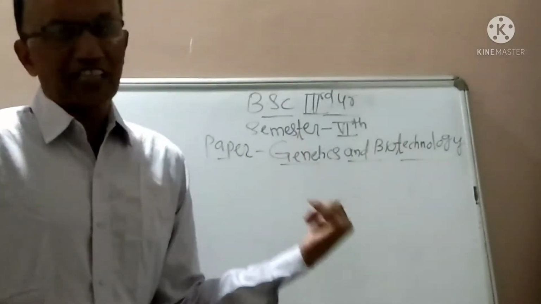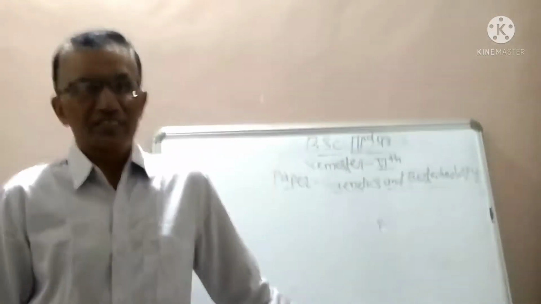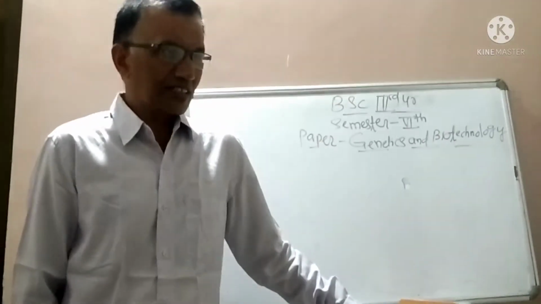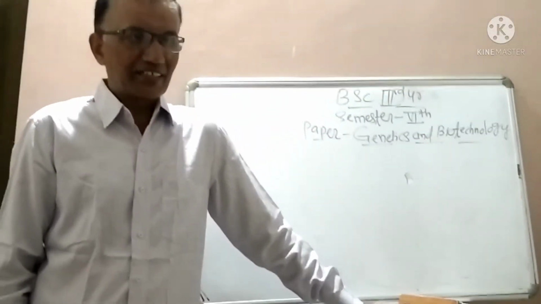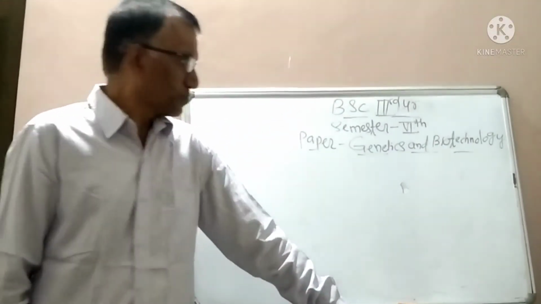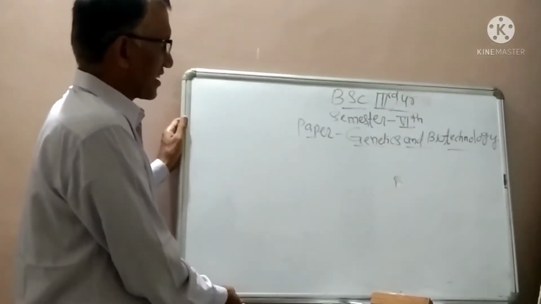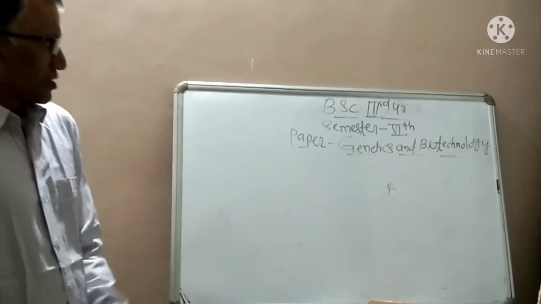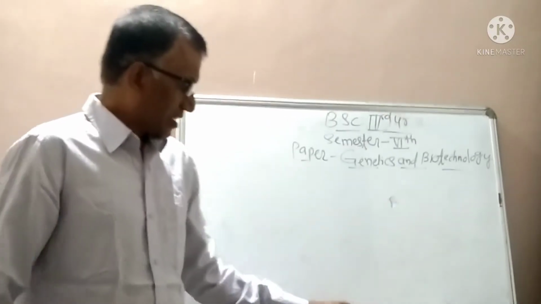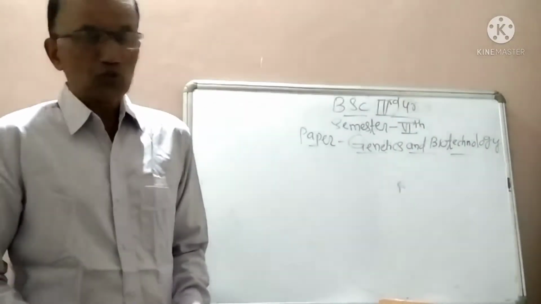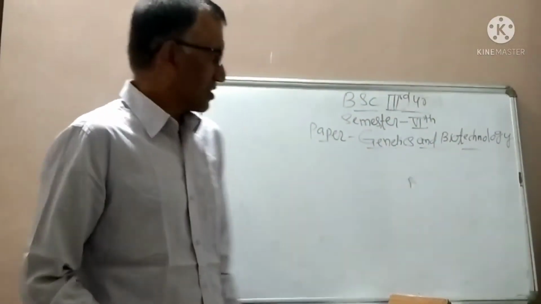Whatever the syllabus is in this paper, genetics and biotechnology, it is in the zoology syllabus. But it is very new for those who have dairy chemistry, botany and dairy subject. Anyway, whatever the syllabus is in this paper, genetics and biotechnology, there are about 2 units mentioned in this paper.